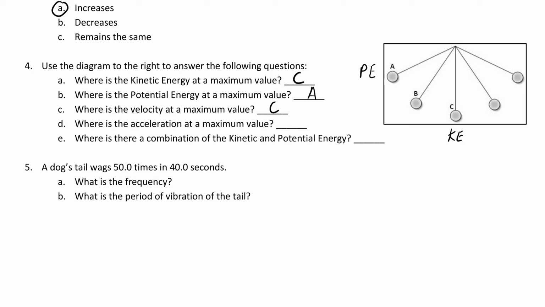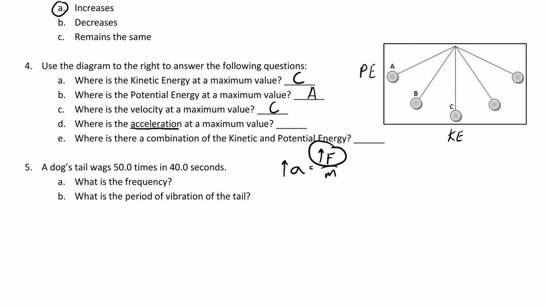Okay, so where is the acceleration at a maximum value? You could think of this two different ways. Acceleration is your change in velocity. So where's your velocity changing at the fastest rate? But then also don't forget Newton's second law, which says that the acceleration is directly proportional to the force and inversely proportional to the mass. So that tells me that wherever the force is the greatest, the acceleration is the greatest. So we're looking for some place that has a very large force.